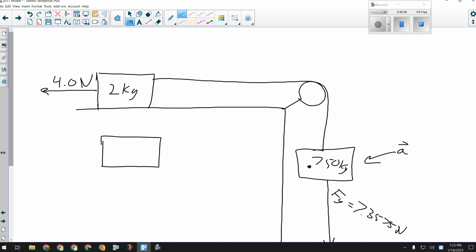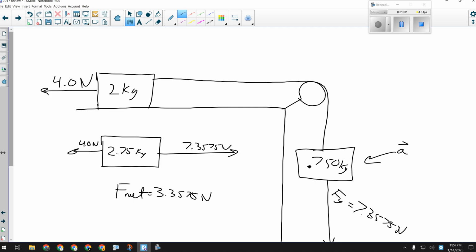Okay, now I'm going to simplify this. The net force is acting on the entire system, not just one part of it. So I'm going to draw a combined mass of 2.75 kilograms, being acted upon by 7.3575 newtons that way, and 4 newtons this way. And I calculate my net force. I've simplified the diagram, but essentially this is what's going on, right? So my net force, the vector sum of all the forces, is going to be 3.3575 newtons in that direction, which is not really a direction it's moving, but we'll say it is for now.